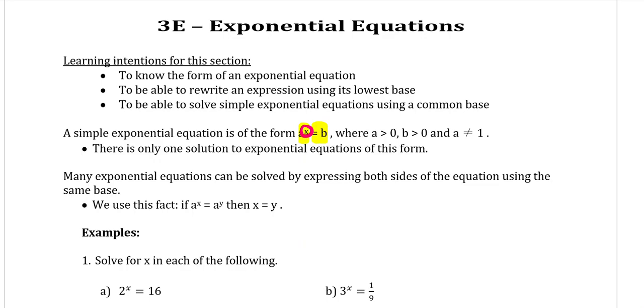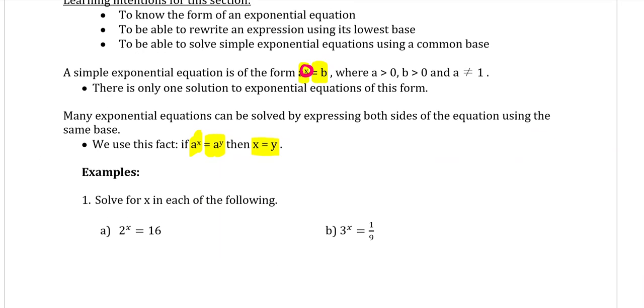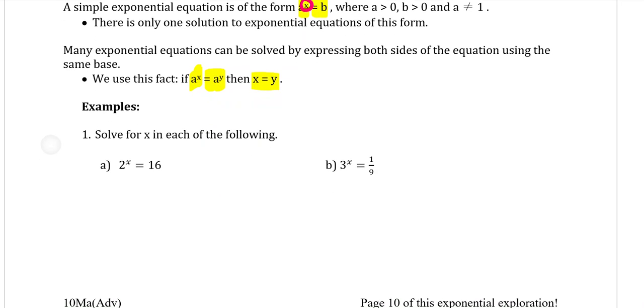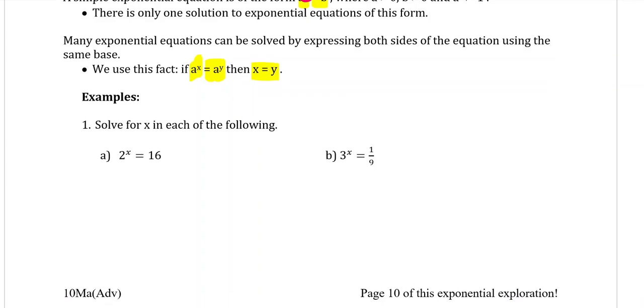Many exponential equations can be solved by expressing both sides of the equation using the same base. So we will try to write them as a to the power of x, because that was our exponential part, the x, and we want to have a to some other power on the other side. And then if the bases are equal, that means the powers must be the same, so x will be equal to y. It's an important strategy to get used to, because while you might find that with some of the easier equations you may be able to guess the answers, the harder ones you won't. So you want to practice this technique from the very beginning.